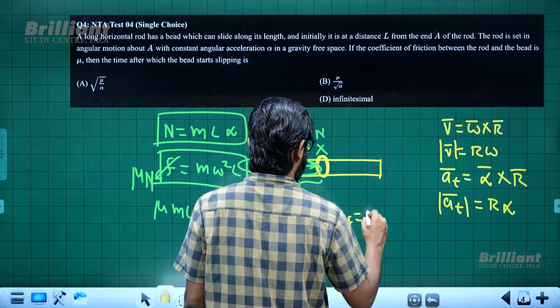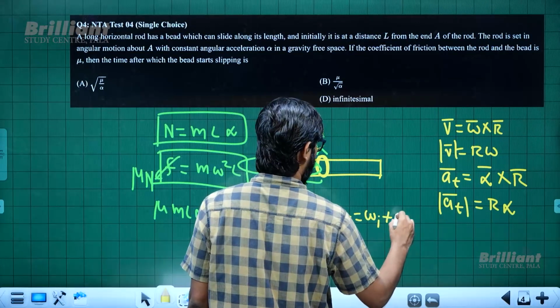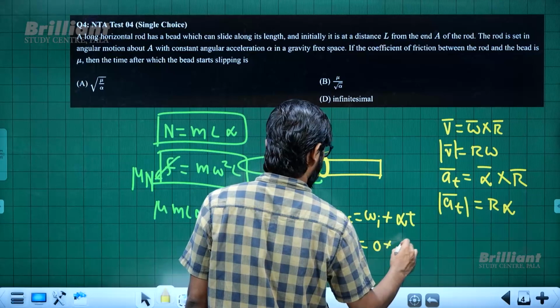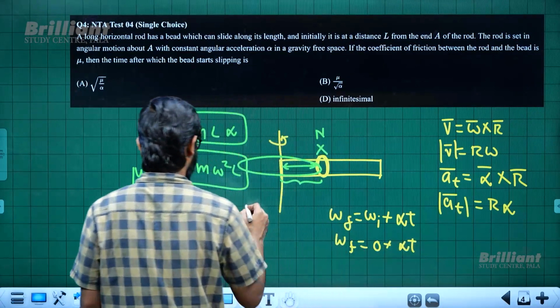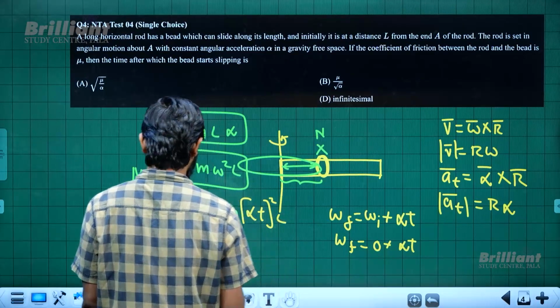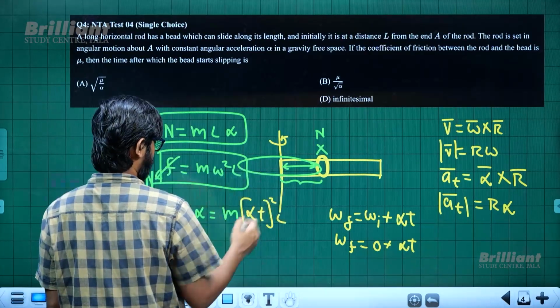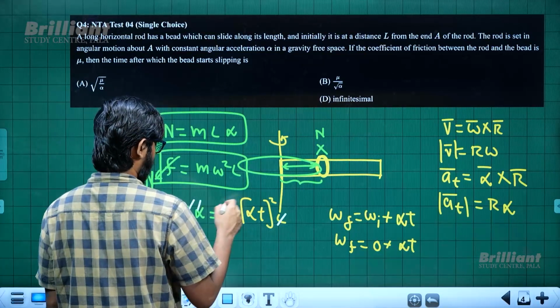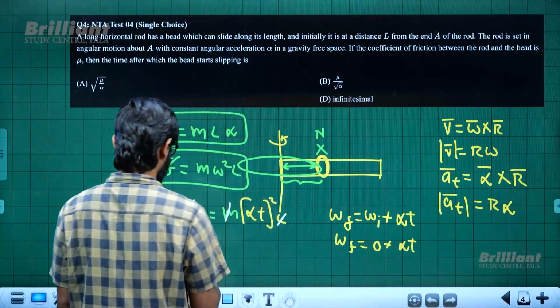Omega final equals omega initial plus alpha into t. Omega final equals 0 plus alpha into t. So omega will turn out to be alpha t, right? Now thereafter we can cancel m L, one alpha will go.